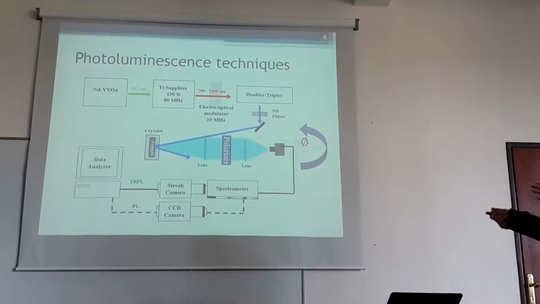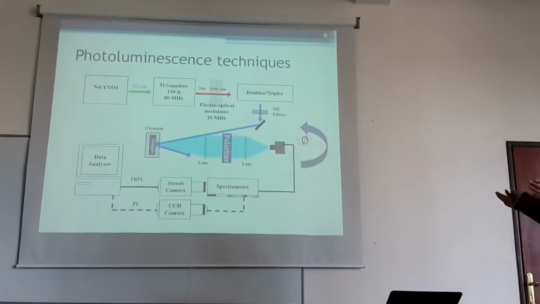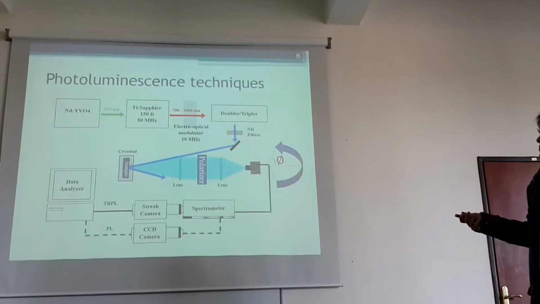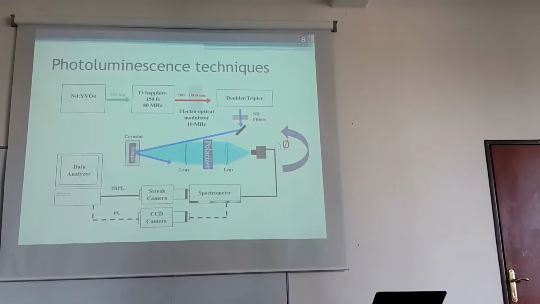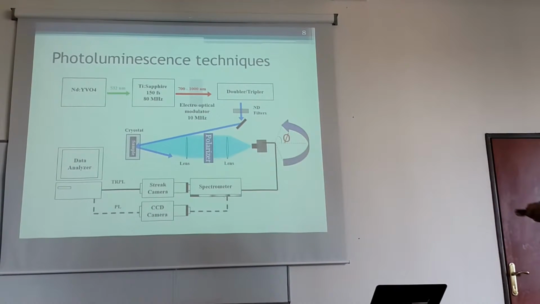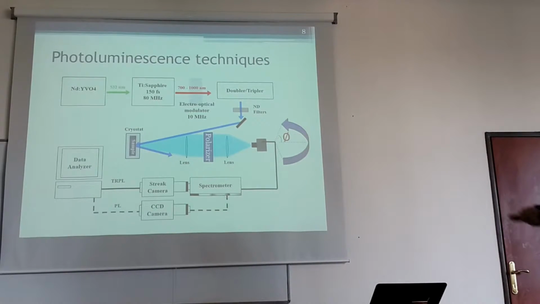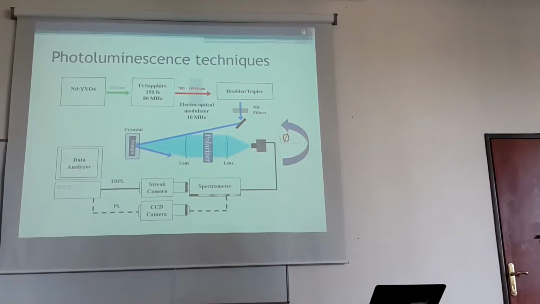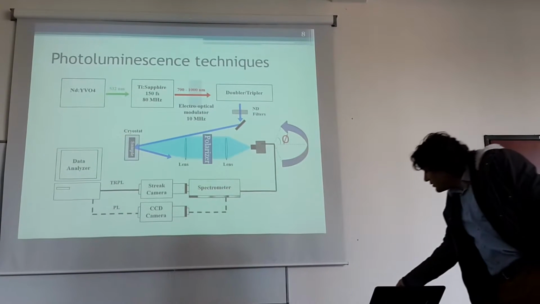This is due to the carriers which are recombining longer, like in the 2-3 nanosecond range. If we change the repetition rate, we can see long-lived carriers, like 10 nanosecond, 20 nanosecond radiatively recombining carriers.